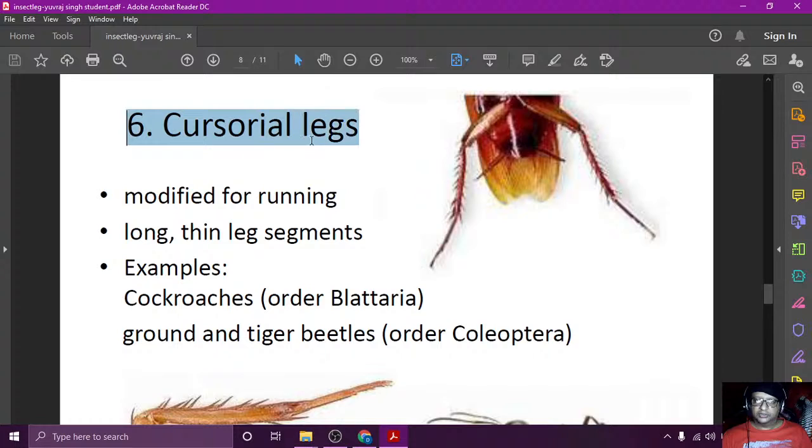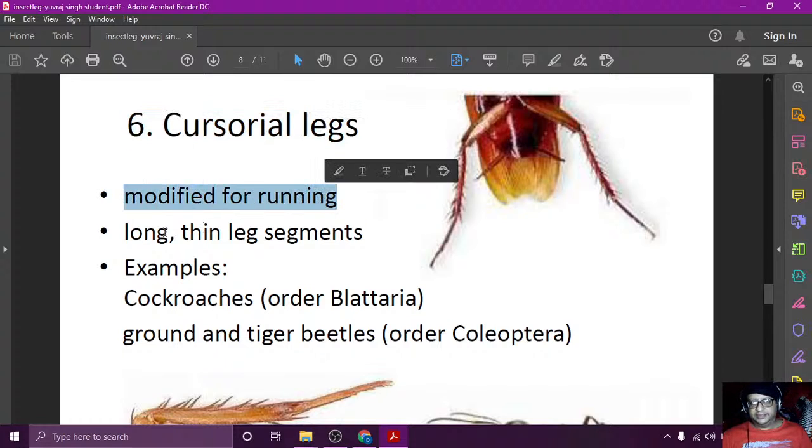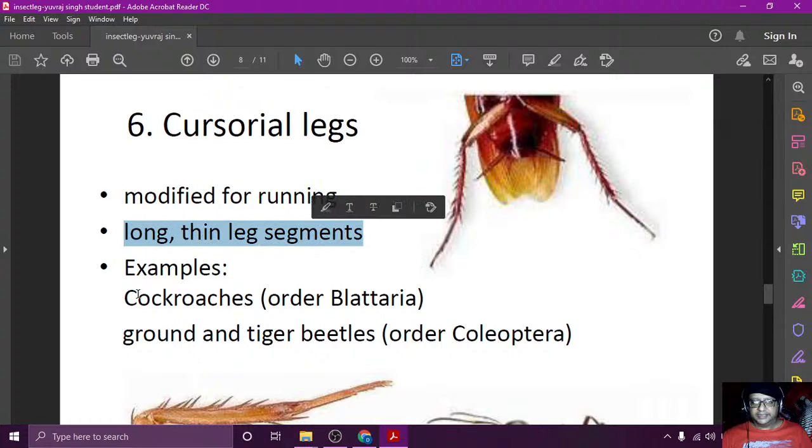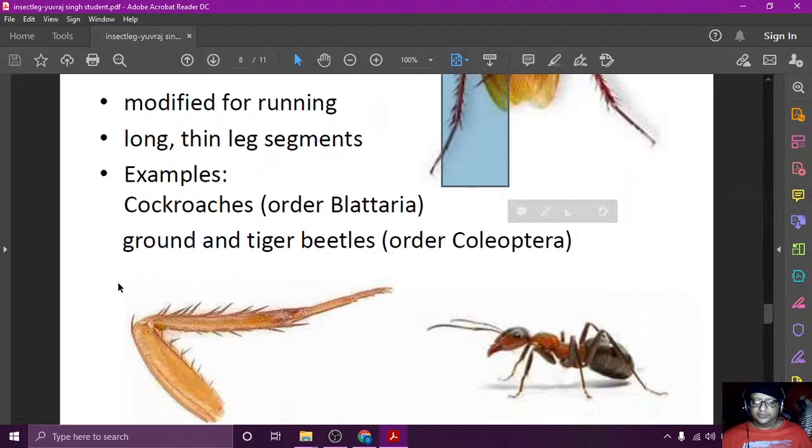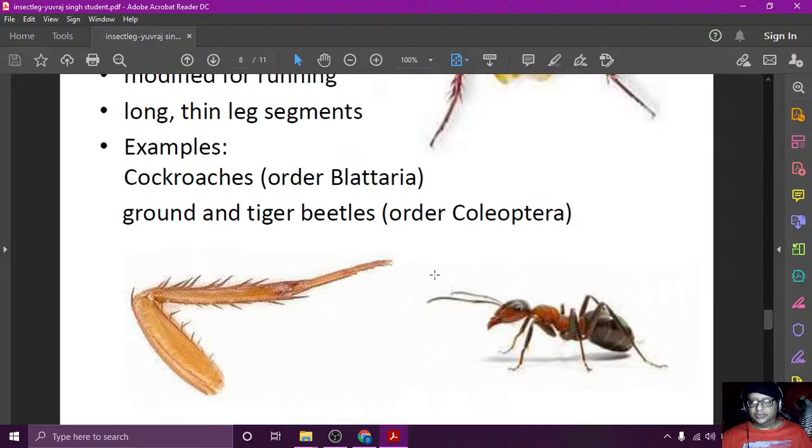You have the cursorial legs, modified for running, with long thin segments. An example is in cockroaches. That's the famous leg which we can see here. This is for running very fast. You can find them in ants also.